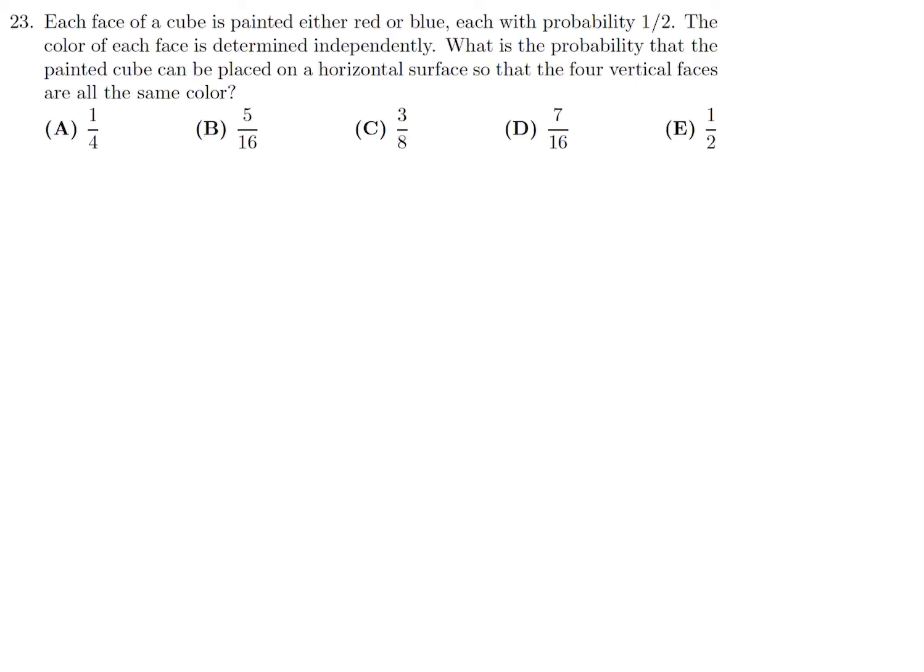So you've got a cube, and what they're basically saying is that you're going to paint all the sides either red or blue, right? And then you're going to put it on a table or horizontal surface. And they want these faces, I'll put a check mark, this one, the one behind, and the one on the side. Those are the vertical faces. They want those vertical faces to be all the same color. They don't care about what's on here, the top, and they don't care what's on the bottom.